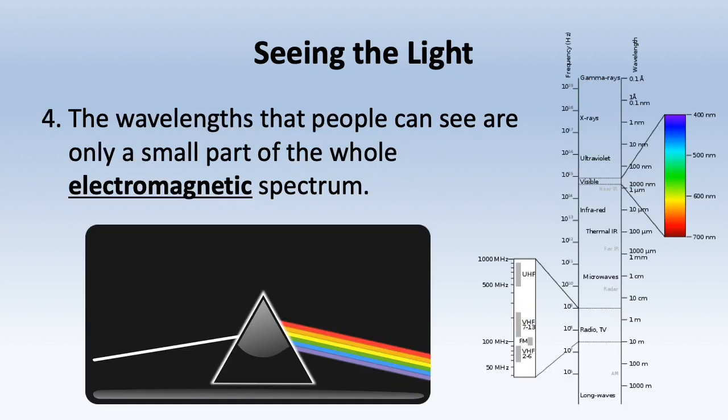How do we see light? Well, the wavelengths that people can see are only a small part of the whole electromagnetic spectrum. If you look at the diagram on the right, you can see the visible light is like a fraction of the entire electromagnetic spectrum. It's what we can see, and there's other parts that we can't.